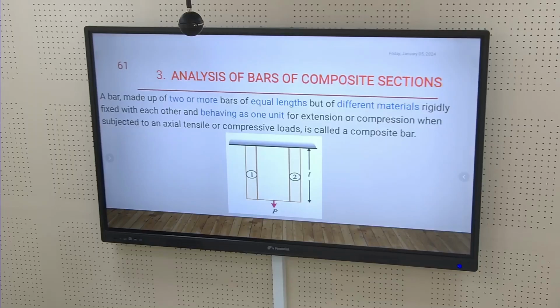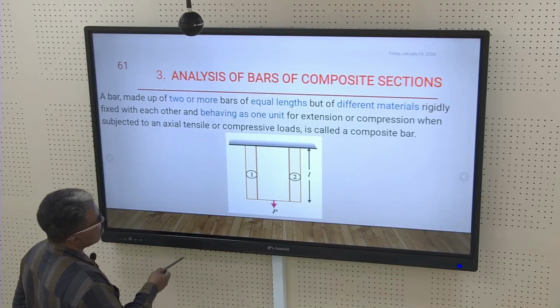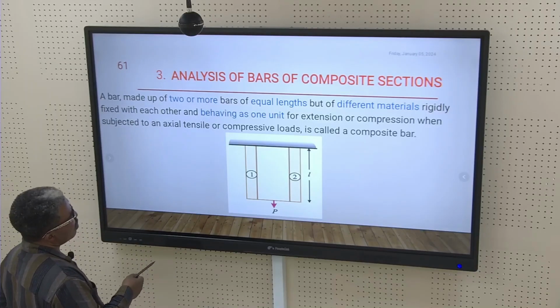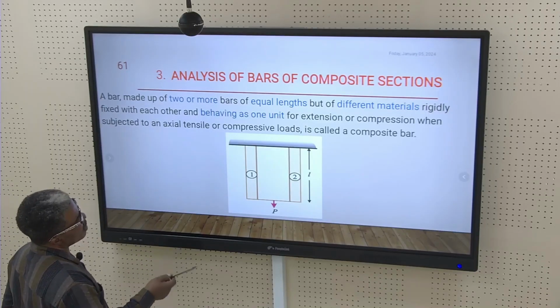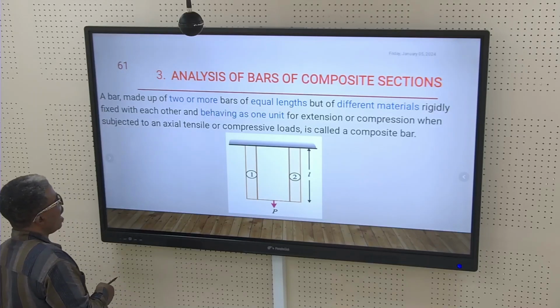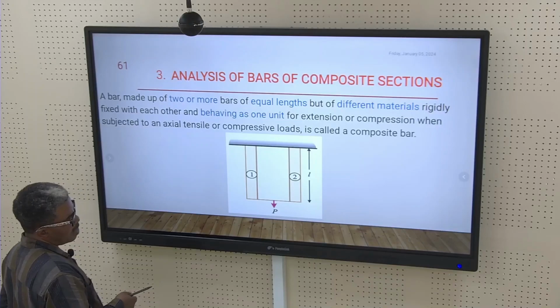How one can undergo analysis for a bar of composite sections. A composite section is a bar made up of two or more bars of equal length, but of different materials, rigidly fixed with each other and behaving as one unit. We can have some kind of component that can be made of different materials. So this is an example. A unit for extension or compression, when subjected to an axial tension or compressive load, is called a composite bar.